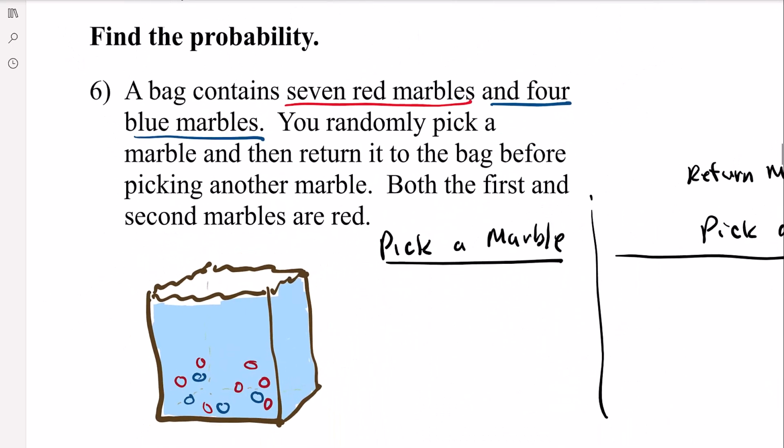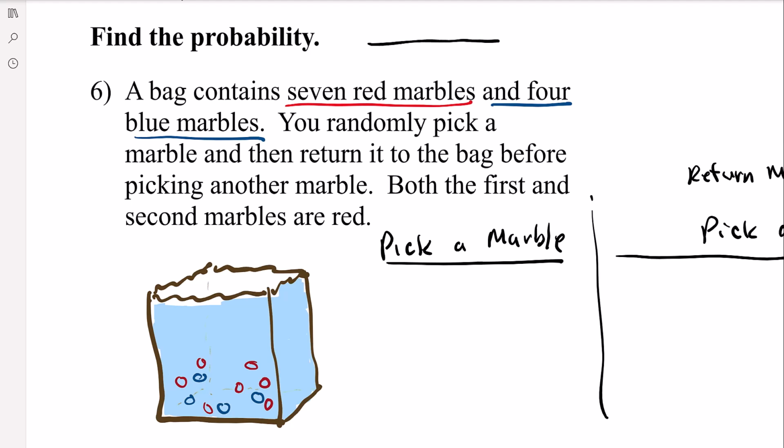Okay, this is now finding the probability. So the probability is the total events versus the event you're looking for, maybe the desired event. Okay, a bag contains 7 red marbles and 4 blue marbles. Well, that's a total of 11.